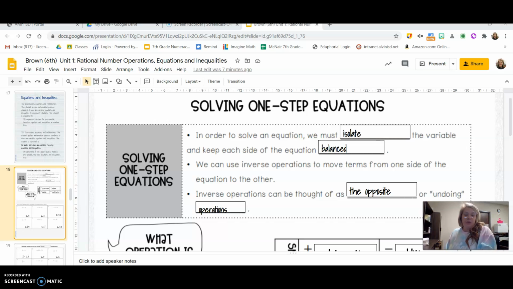Okay, so inverse operations are the opposite, or they can also be called undoing operations. If you were being mathematically vocabulary correct, you would say the inverse operation. But sometimes you will hear us say the opposite as well.